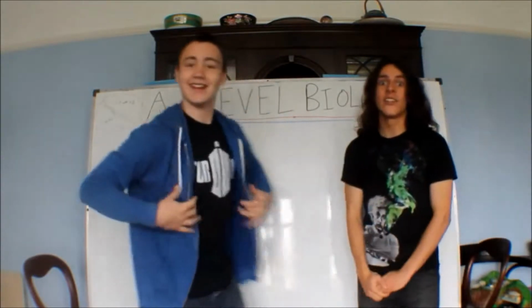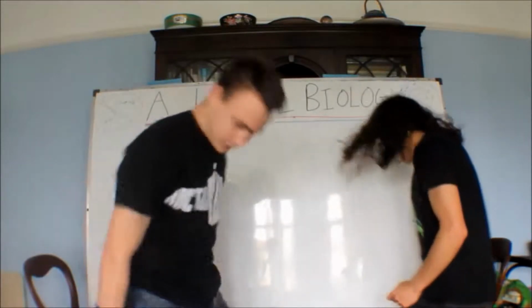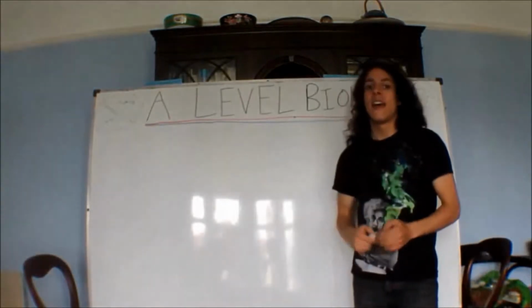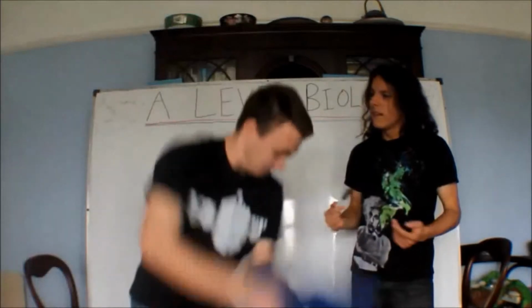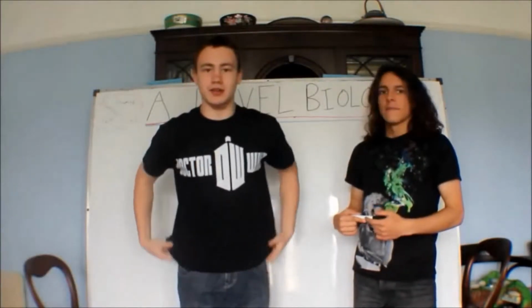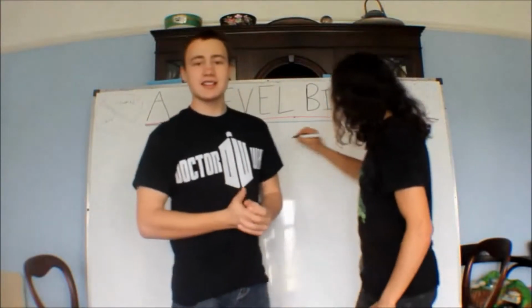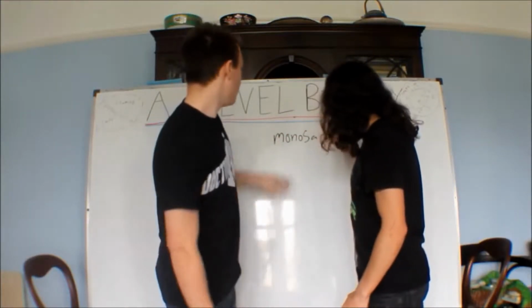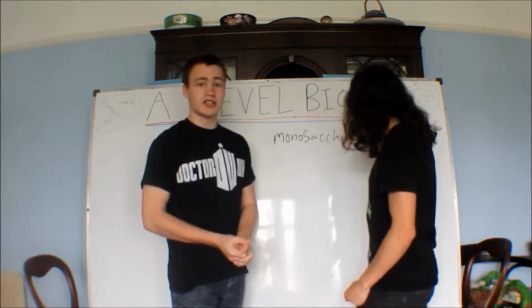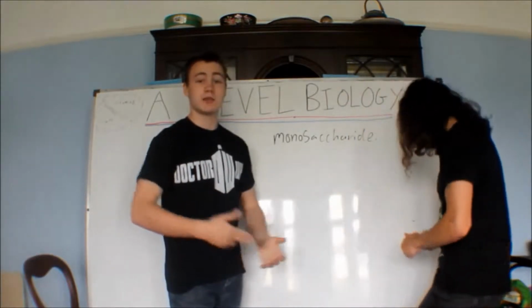But yes, now on to sugars. So you've got to know a bit about sugars. You've got to know 3 names. You've got to know monosaccharides, disaccharides, and polysaccharides. But Wayne, what's a saccharide? Well, it's a fancy way at A-level biology of saying sugar, and it's just to scare you, really. Monosaccharide means 1, disaccharide means 2, and polysaccharide means lots of.